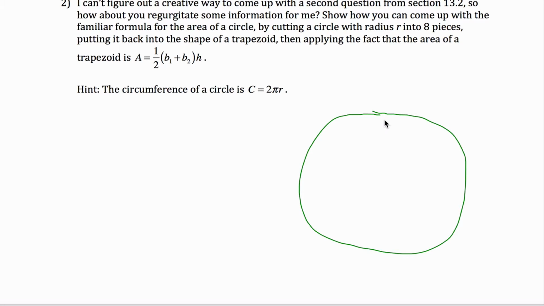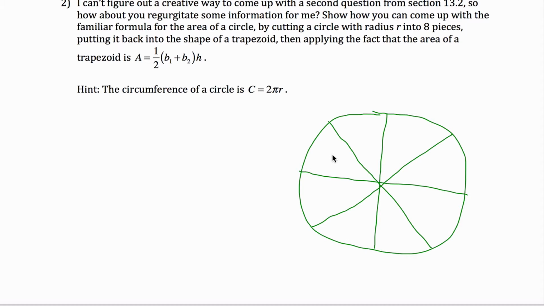So what you did on that worksheet is you started out with a circle, and you split it into 8 pieces. So 1, 2, 3, 4, 5, 6, 7, 8. And then you rearranged those 8 regions so that they looked like a trapezoid. So you have one here, and then you have one here, and one like that, one like that, and one like this. Maybe I should number these. So 1, 2, 3, 4, 5, 6, 7, 8.